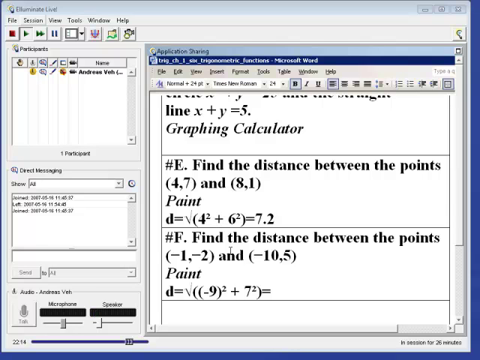So we take the square root of 130. So we're going to have 11.4 as the answer as I do this here on the side.